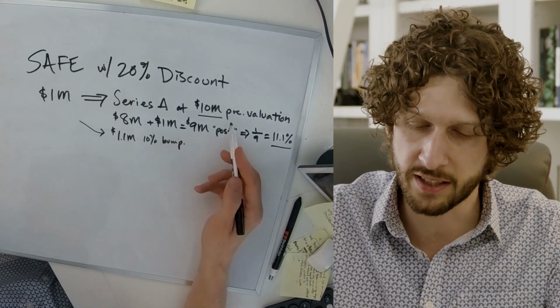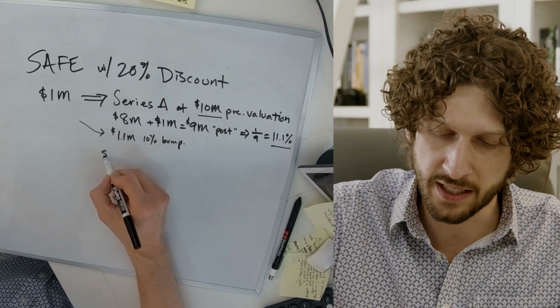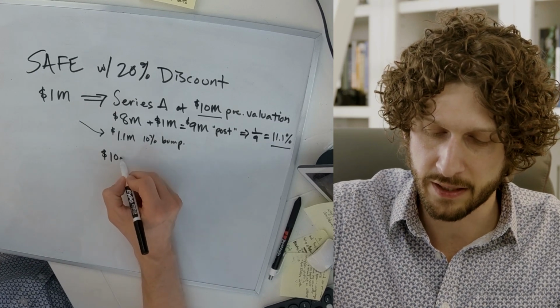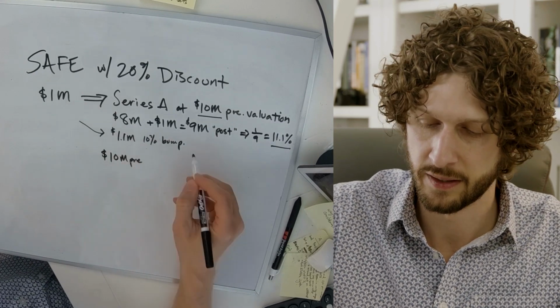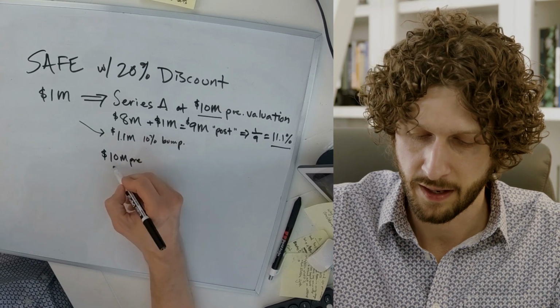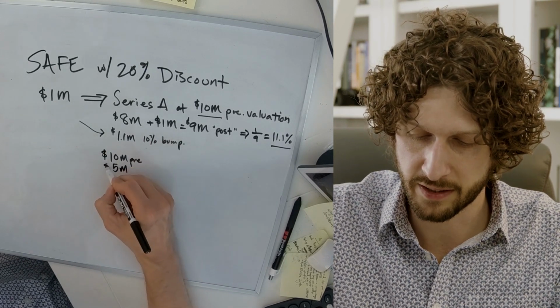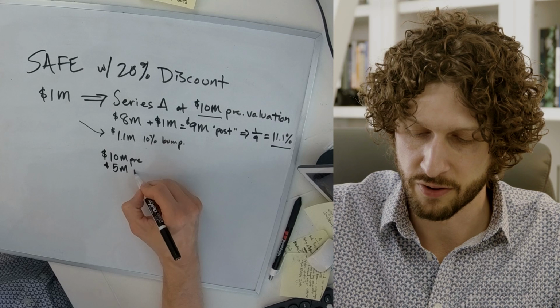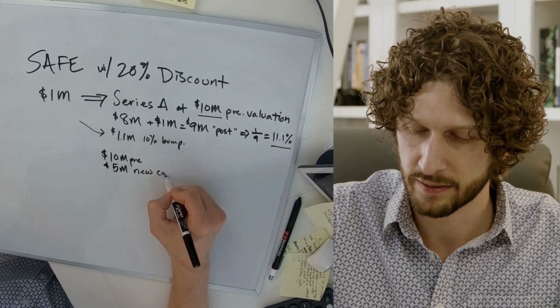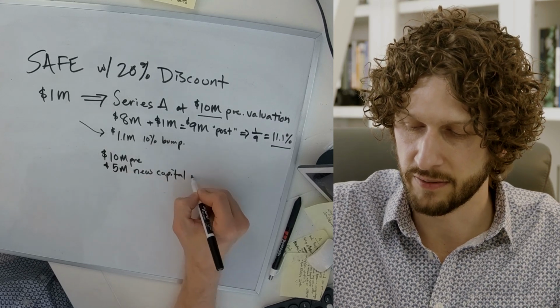So let's continue the math forward. Let's say they did $10 million pre and $5 million of new capital invested.